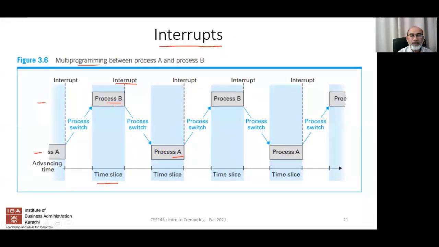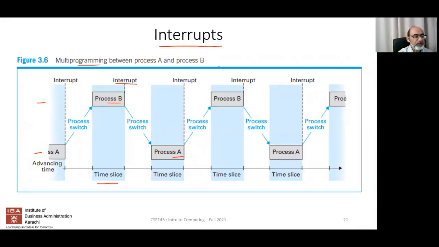And once that interrupt is generated, the CPU basically knows that it has to switch, okay? So it's going to start the process of context switching, and then it will switch to another process, okay?